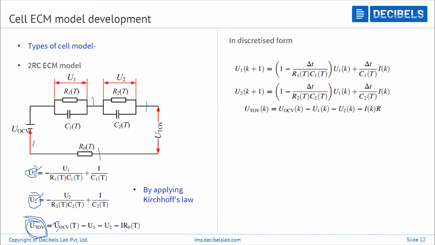So UOCV is nothing but your open circuit voltage. When you measure, let's assume that the cell, and when you measure over here in a no load condition, you can call it OCV. So if I want to represent this in terms of a cell, consider this as a cell.